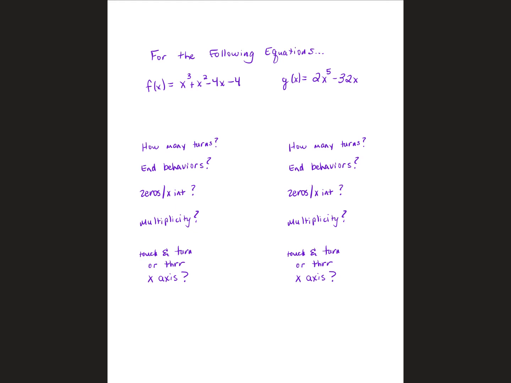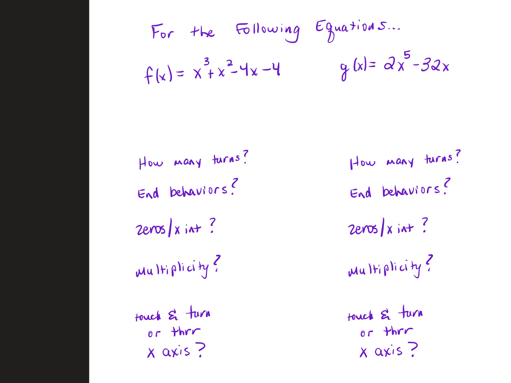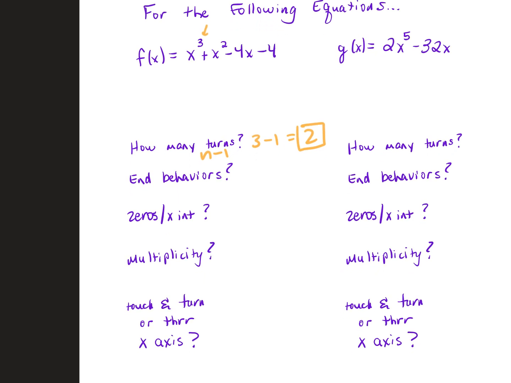All right, so we have 2 more examples where we're doing the same thing. For the following equations, we want to find how many turns we have, which is just n minus 1. What's our n for our first equation? 3. It's the highest degree, so that would be 3 minus 1, which is 2. So we have 2 turns. I don't think WebAssign ever asks you about turns, but it'll ask you about the rest of it.